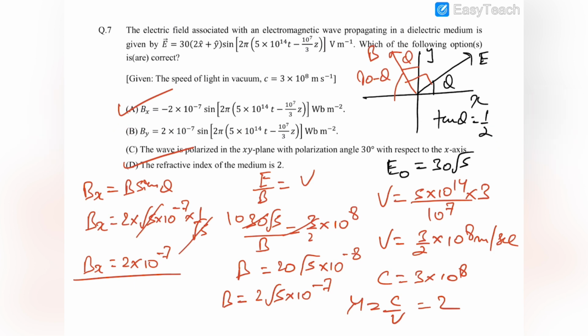So this is wrong. And the wave is polarized in the xy plane with polarizing angle 30 degree with respect to the x-axis. This is also wrong, because this angle is not 30 degree. Neither is this angle 30 degree. So the correct answers are only A and D. Now we move on to the next question.